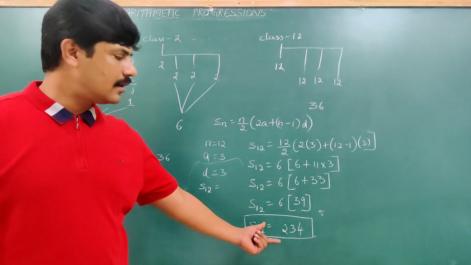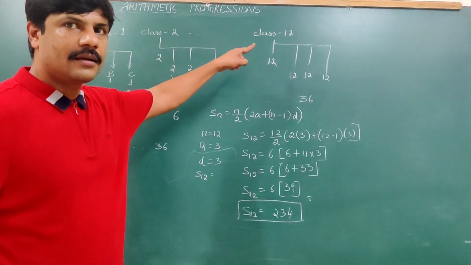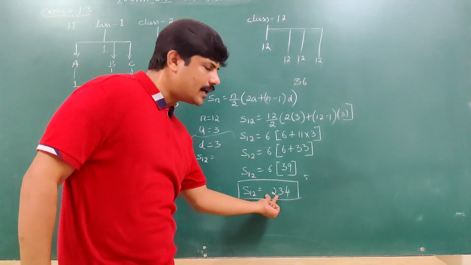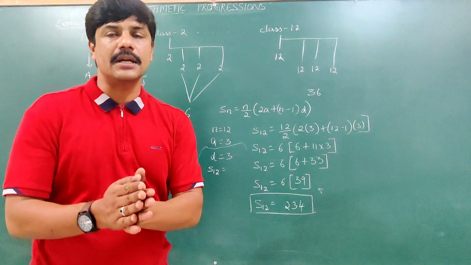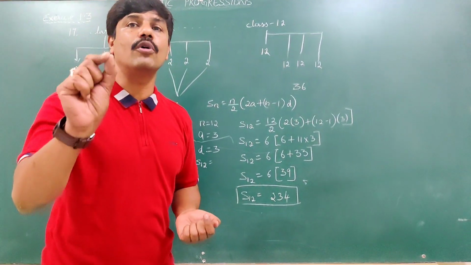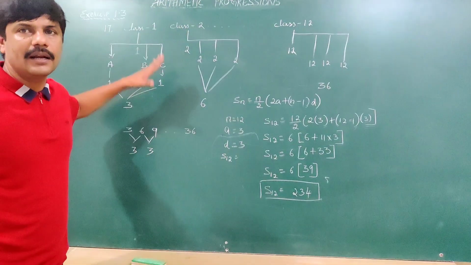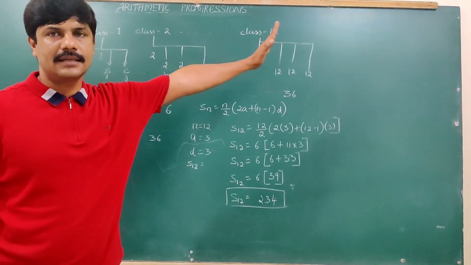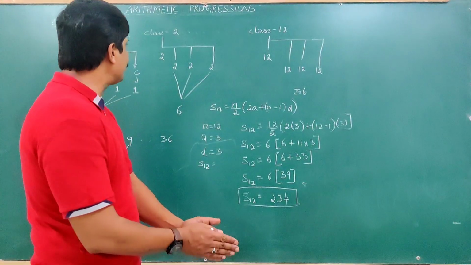In all, the class students are planting in total 234 trees. Did you understand, children? 234 trees they are planting from this particular school, which consists of 12 classes. Do you have any doubt? It's a very easy problem.